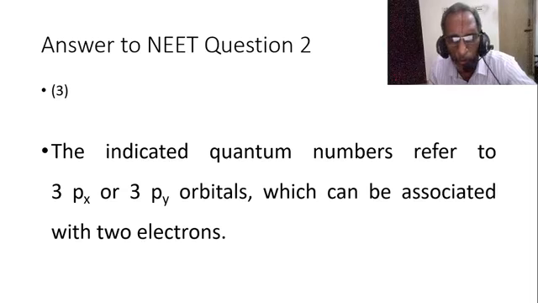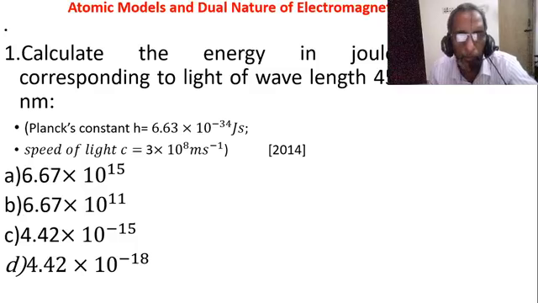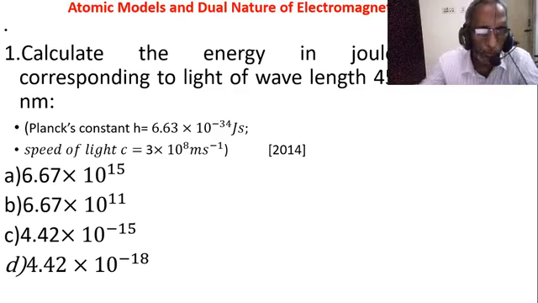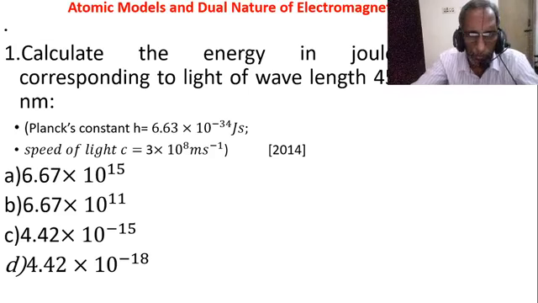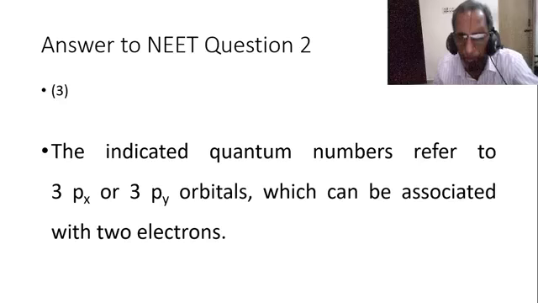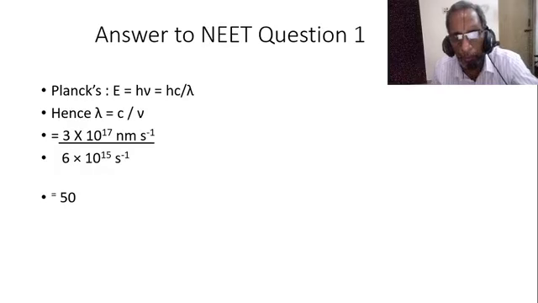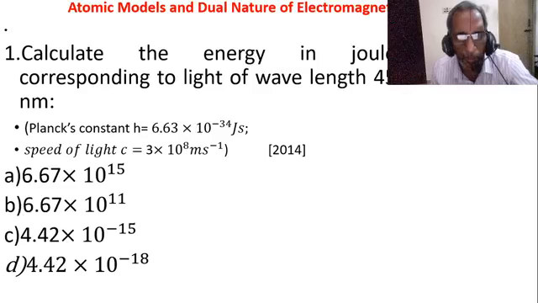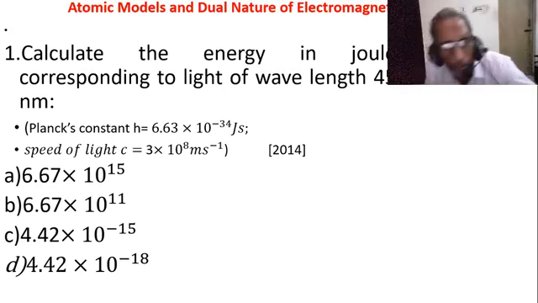So the quantum numbers refer to 3px orbital. One with the clockwise spin, another with the anti-clockwise spin. Hereafter everybody knew. These are previous year questions, and the year is specifically mentioned.